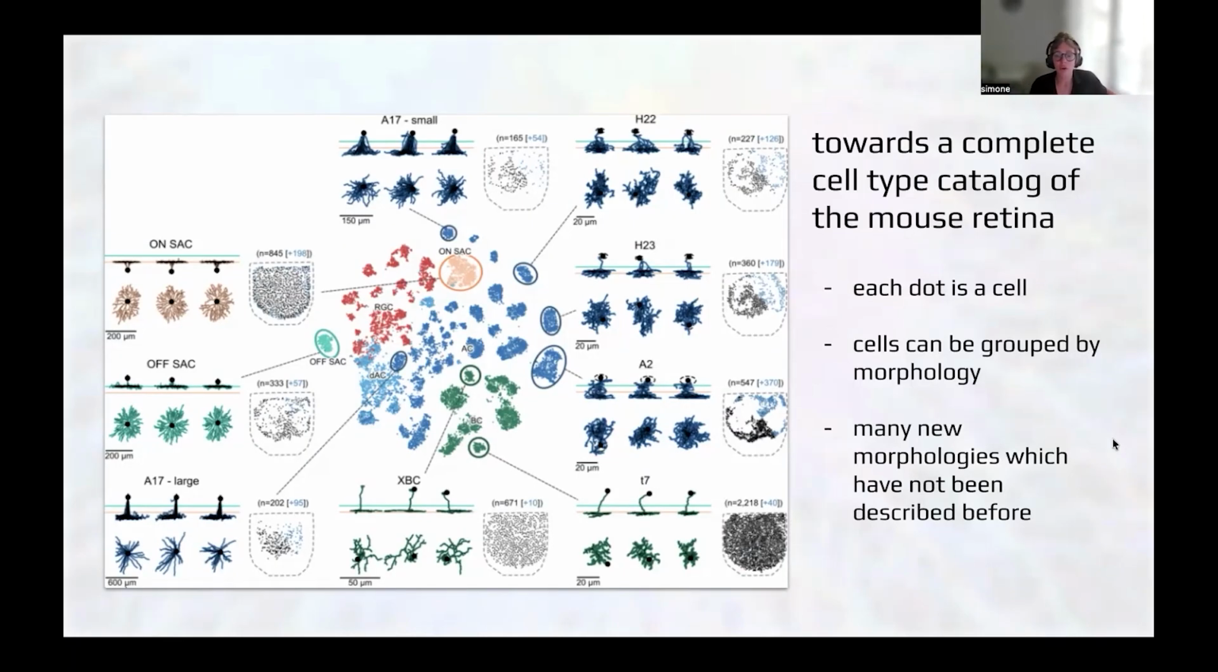So one of our goals is actually to have a complete catalog of the different cell types that we have in the retina. Especially the amacrine cells that Julia mentioned in the beginning are very diverse in how they look morphologically. And we hope that we will discover quite a few new types that haven't really comprehensively been described before.